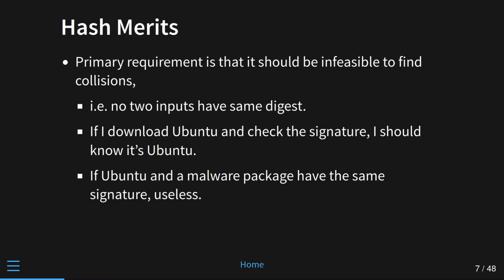Or I want to push things in a hash table, and I don't want them to all go into the same cell of the hash table. These are both bad things. One of them causes a security problem, one of them causes a performance problem. Okay, so I want no 2 inputs to have the same digest or hash or compression or so on.